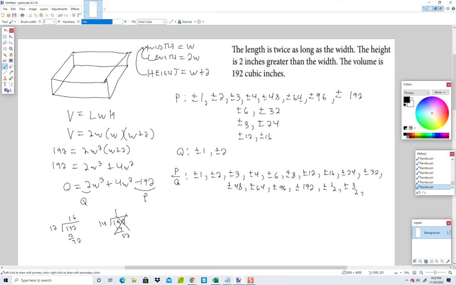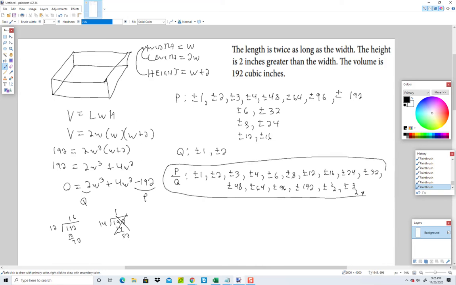64 over 2 is 32, I got that listed. 96 over 2 is 48, I got that listed. And 192 divided by 2 is 96, and I got that listed. Okay, so that's all my possible rational zeros. And now I'm going to plug those in.